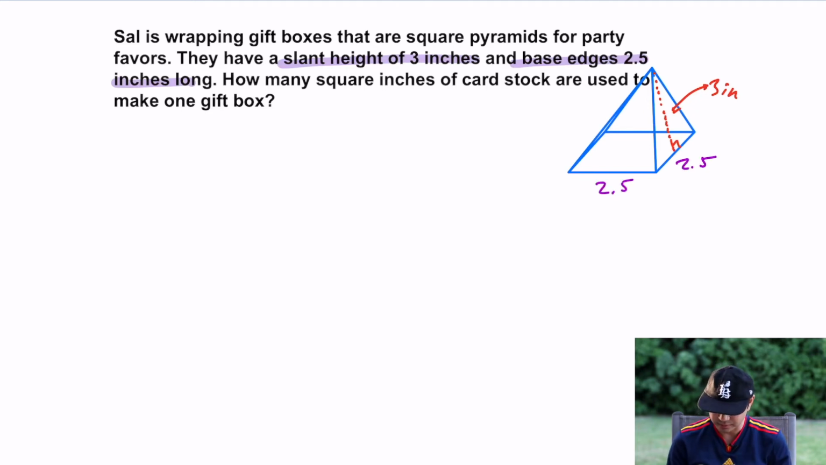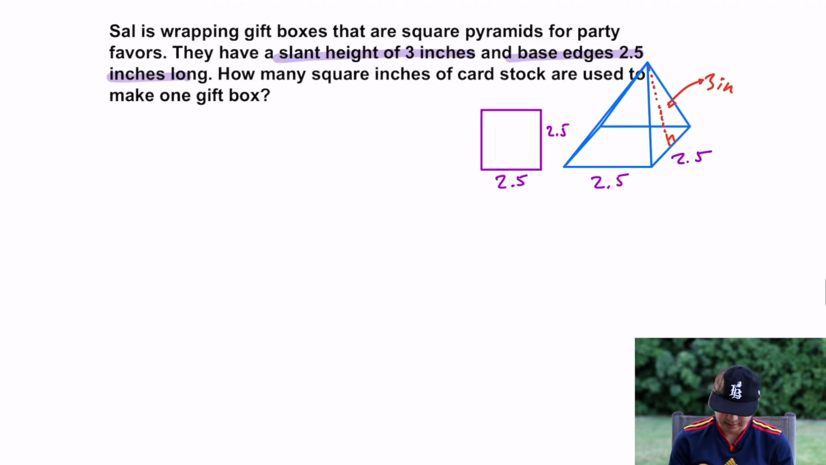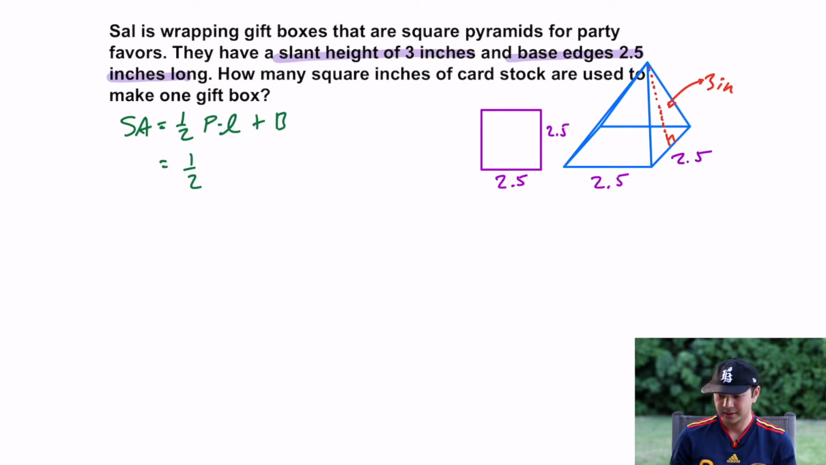Since we've been doing this before, off to the side, I will draw a square and remind ourselves that this is what the base looks like. Okay, so now let's start working here. So our surface area, okay, so 1/2 the perimeter of this square, 2.5, it's a square, times 4, is going to be 10.